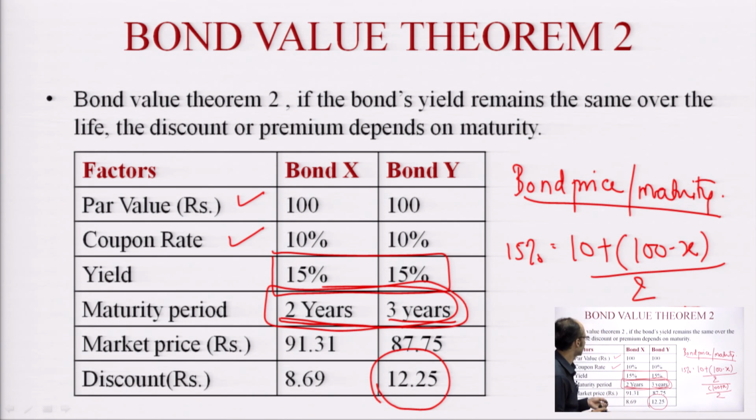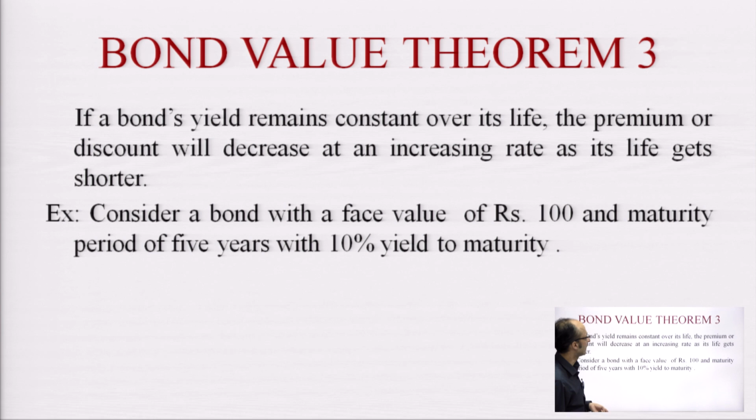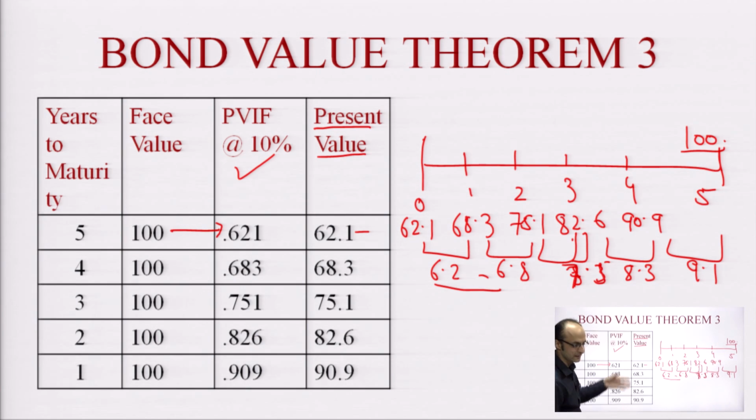What does theorem 3 say? If a bond yield remains constant over its life, the premium or the discount will decrease at an increasing rate as its life gets shorter. We have again seen this here, and I have already given you a timeline for it.